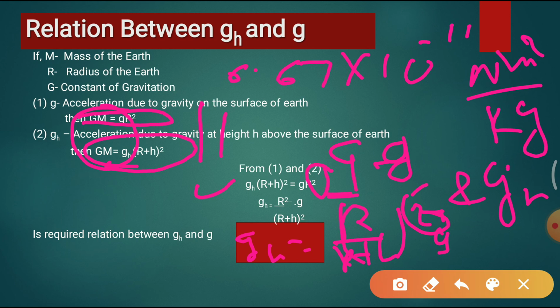This is the final equation and this is the required relation between g h and g. It means g h is smaller than g by the factor R upon R plus h, whole square.